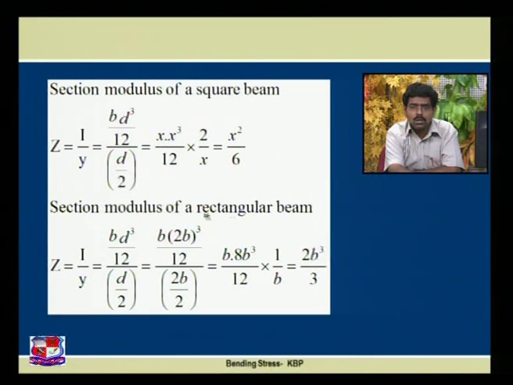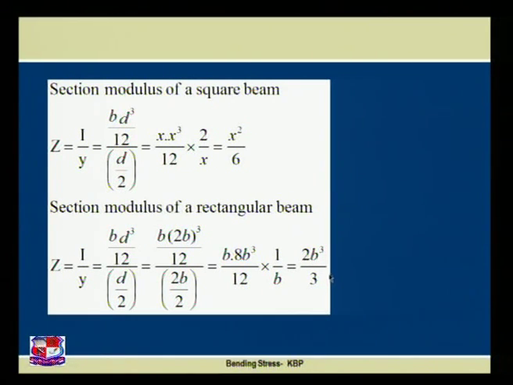Now the section modulus of a rectangular beam is I by y, that is BD cube by 12 divided by D by 2. Now D is nothing but twice B. If we replace it, B into 2B cube by 12 divided by 2B by 2, and simplify by putting D equal to 2B, we get Z is equal to 2B cube by 3. So the section modulus of the rectangular section is 2B cube by 3.